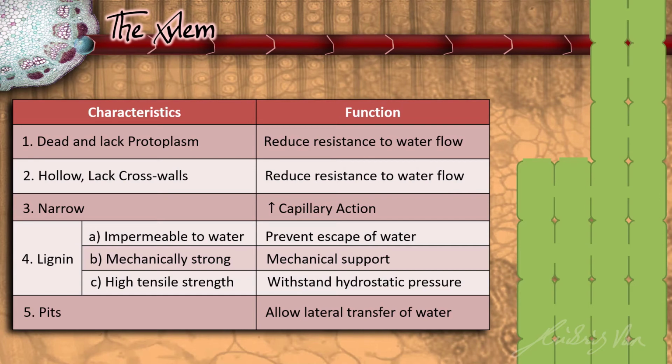And if the water continues to flow through the same route, it will just escape into the atmosphere and the plant will lose additional water, which it doesn't want to. So what can be done is the plant can seal off the cell, and because of the pits, you can see the water molecules can move from the left to the right. So the pits will allow the lateral transfer of water.